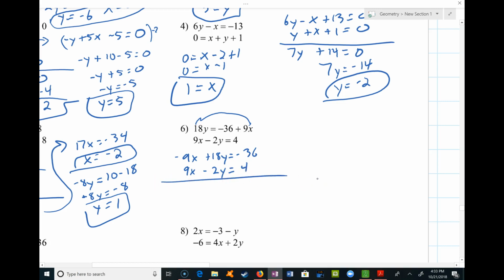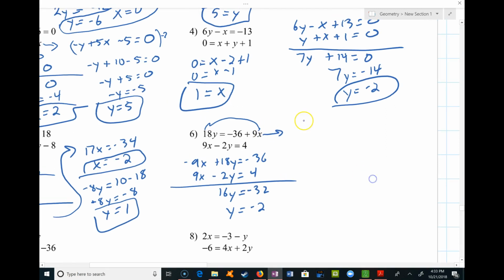Just add them together. Negative 9x and 9x is 0. 18y and negative 2y is 16y. And negative 36 and 4 would be negative 32. So then y is equal to negative 2. And if y is equal to negative 2, that means that, let's see, I'll grab this one. Plug in negative 2 for y, so that'd be negative 36 is equal to negative 36 plus 9x. Oh, interesting. So if I add 36 to both sides, I get 0 is equal to 9x, which means 0 is equal to x. Nice.